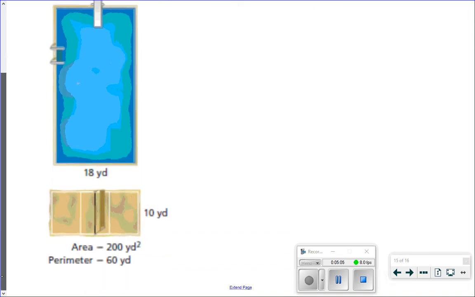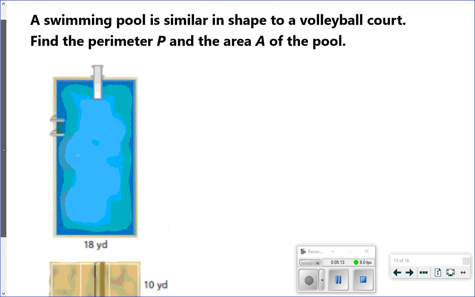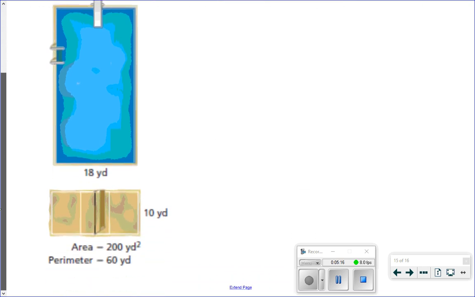And if I scroll this down here, I can see the tennis court is 10 yards. And then I have the information about the tennis court there. And I need to find the perimeter and area for the pool. Okay. So I'm going to start with my perimeter.